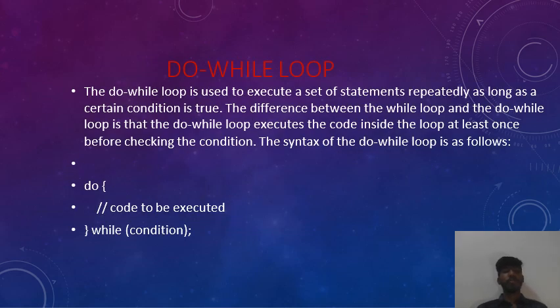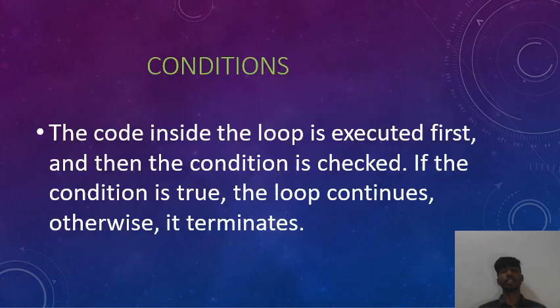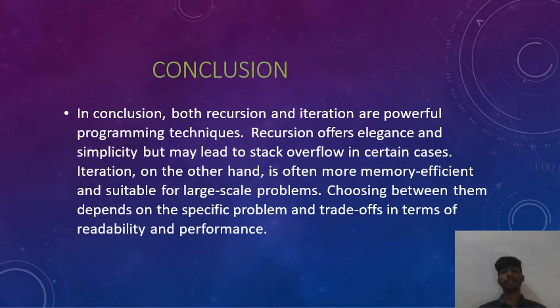Do while loop. The do while loop is used to execute a set of statements repeatedly as long as a certain condition is true. The difference between the while loop and do while loop is that the do while loop executes the code inside the loop at least once before checking the condition. The syntax of the do while loop is as follows: do, code to be executed, and while condition. The code inside the loop is executed first and then the condition is checked. If the condition is true, the loop continues, otherwise it terminates.